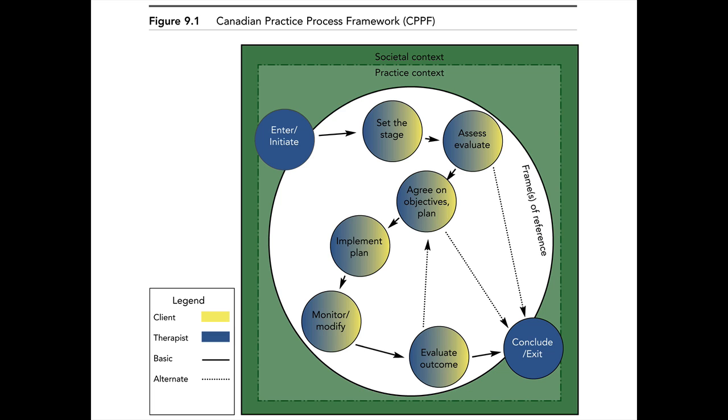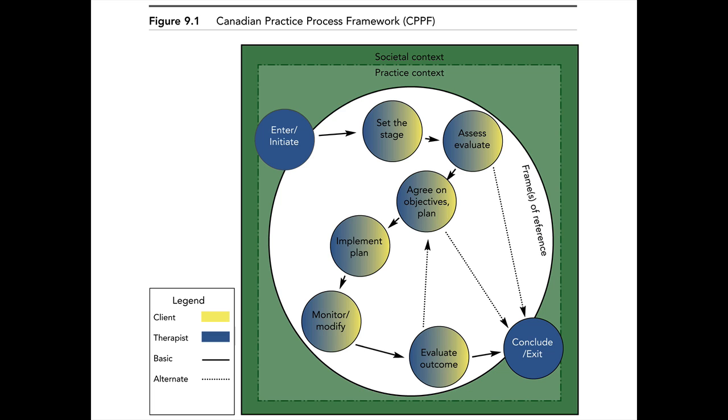Or we might go through the process, do assessment, evaluation, agree on objectives and a plan, and then conclude an exit for some reason. Again, it might be that we may not be the best person, or the client may change their mind at any point through this process, of course, and decide they don't wish to participate in occupational therapy. But otherwise, we'd continue through to implementation, monitor and modify.